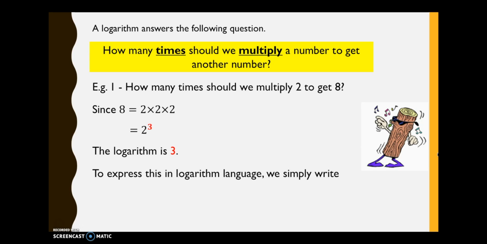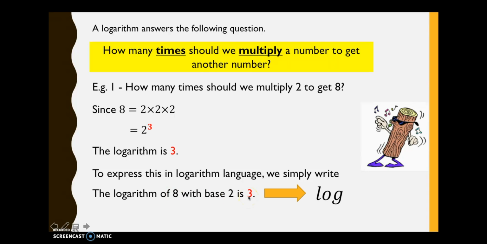3. To express this in logarithmic language, we simply write the logarithm of 8 with base 2 is 3. The number of times I have to multiply 2 to get 8 is 3. The logarithm of 8 with base 2 is 3.